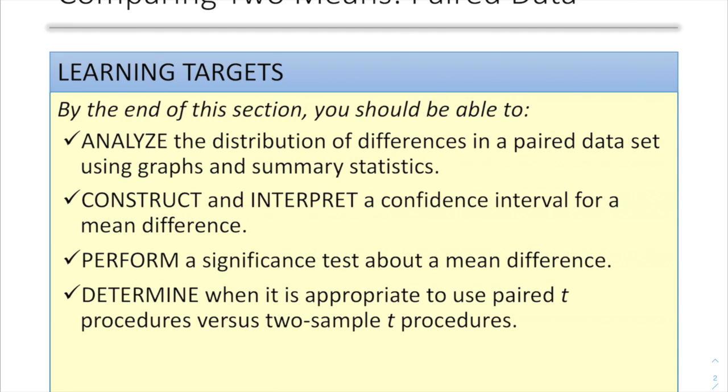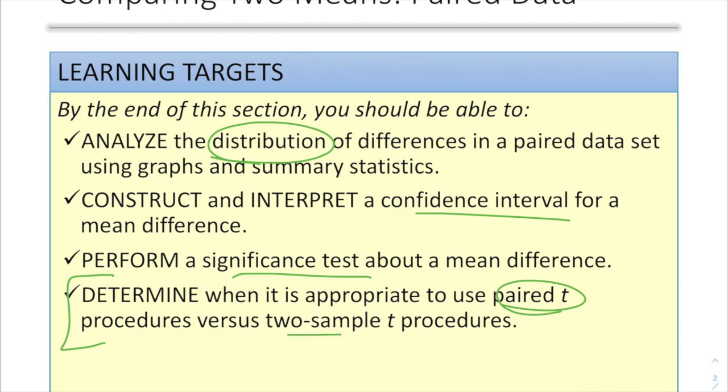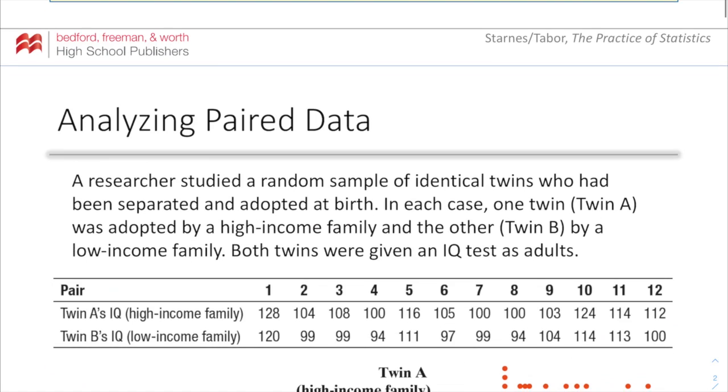So we're wanting to do all the same things that we've been doing. We want to look at the distribution, talk about those four characteristics: shape, center, spread, and outliers, confidence intervals, significance test, and when is it appropriate to use paired T procedures versus 2 sample. So when it's paired, it becomes a 1 sample T situation, versus when it's not paired, then we have 2 completely different samples.